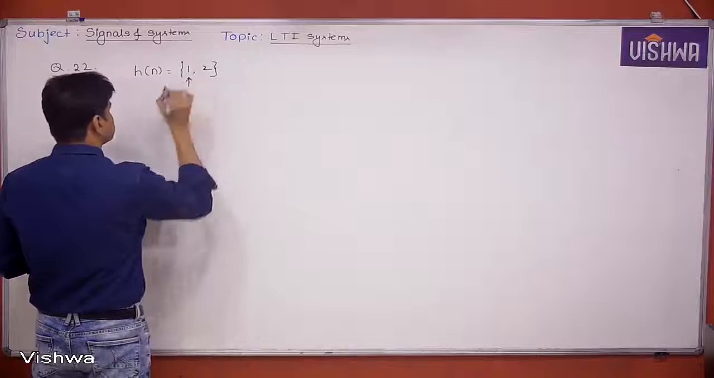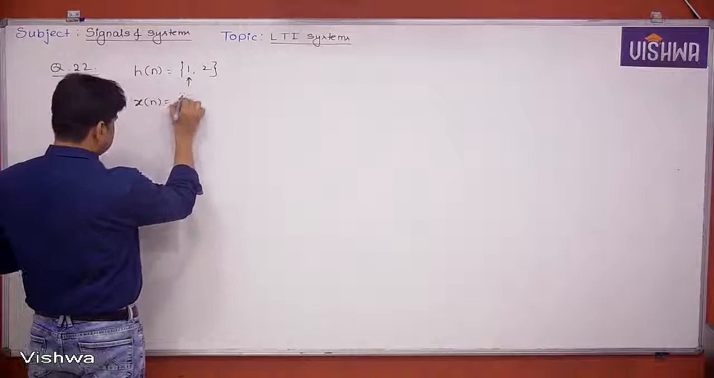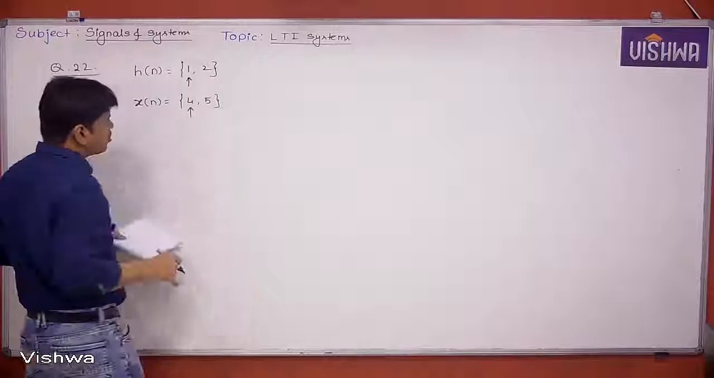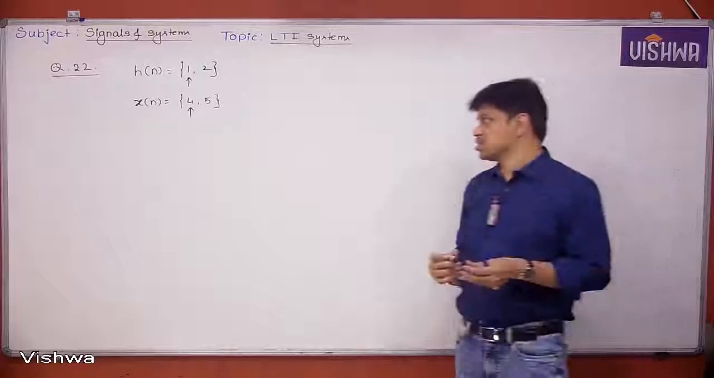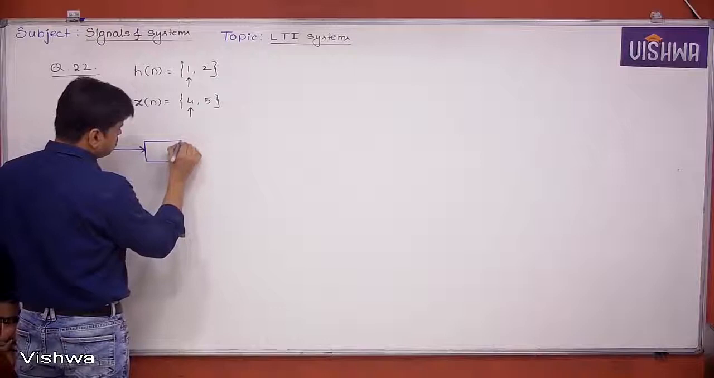Then obtain its output when the input is 4, 5. So they have given h of n and x of n, and they want us to find the output of the system. First, try to understand. The given system is a discrete time LTI system.